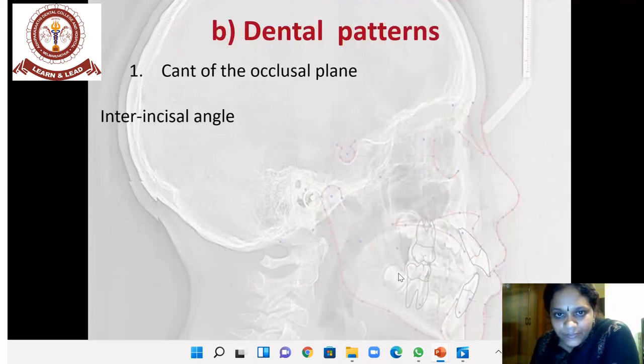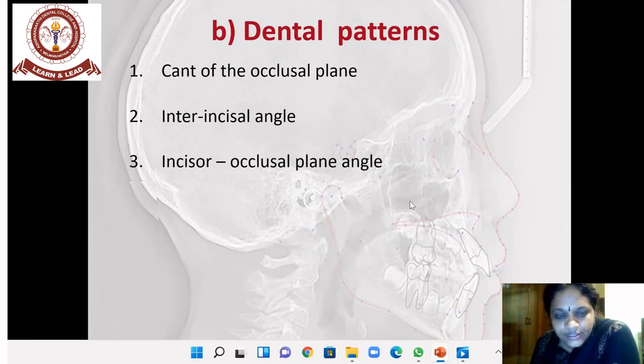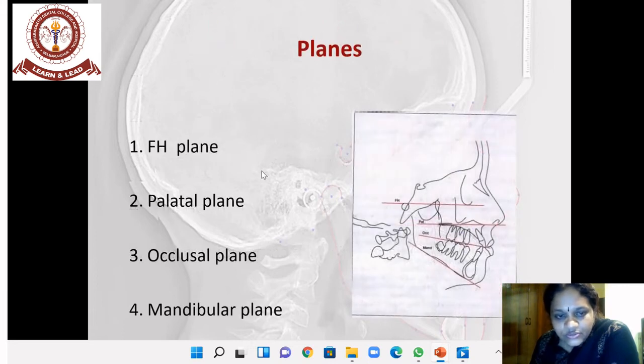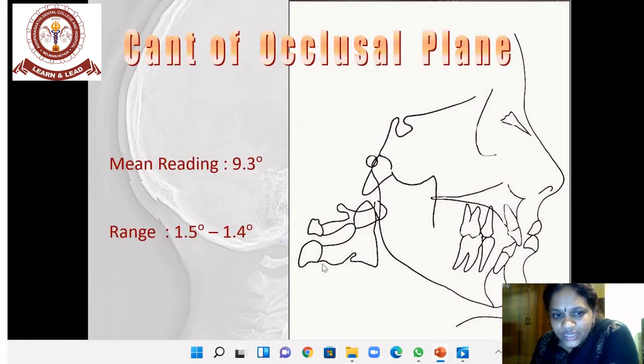Coming to the dental parameters, these are: cant of the occlusal plane, interincisal angle, incisor occlusal plane angle, incisor mandibular plane angle, and protrusion of maxillary incisors. The planes that you have to always remember in cephalometrics, which I have discussed already, are the FH plane, palatal plane, occlusal plane, and mandibular plane. Coming to the cant of occlusal plane, this is how it is done. You have to mark your occlusal plane and then your FH plane, then transfer this here and measure it.